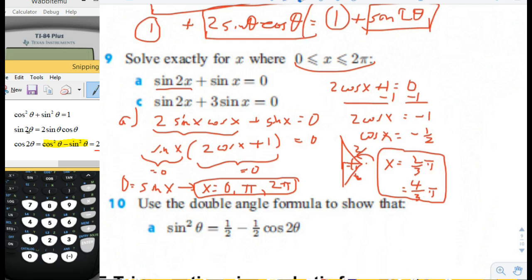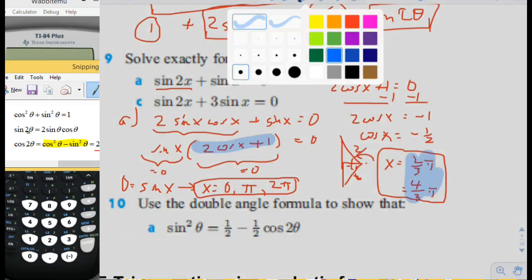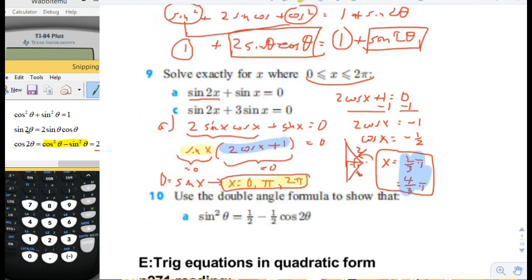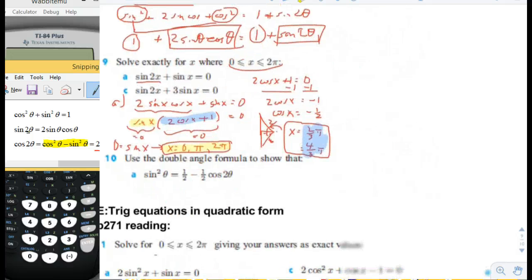Okay, so the solutions for this part are here, and the solutions for this part are here. And together, those are all the solutions. Okay, let's do one more. We're going to do C. Sine of 2x plus 3 sine of x equals 0.